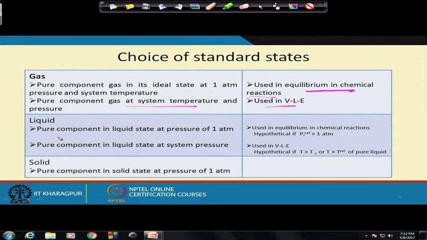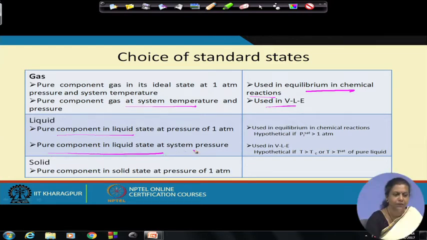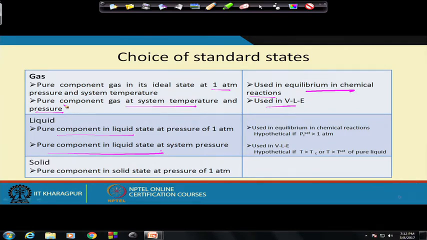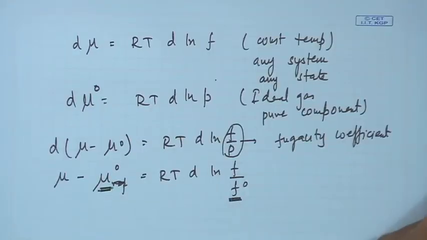Same thing applies for a liquid as well. It can either be a pure component in the liquid state at a pressure of 1 atmosphere, or pure component in the liquid state at the system pressure. Again, this is of interest to us, since we will be dealing with vapor liquid equilibrium. For solid, it is pure component in the solid state at a pressure of 1 atmosphere. So, we find that we can use different standard states. The only thing we need to remember is that the standard state should be the same for chemical potential as well as for fugacity.